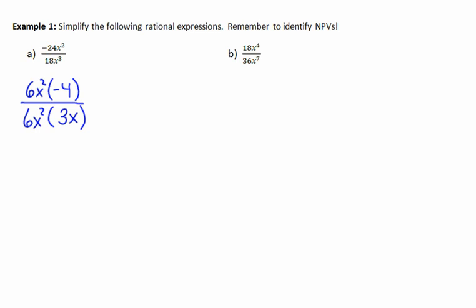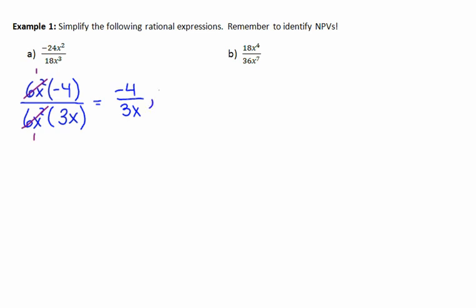Okay, so now what can cancel out? The 6x squareds. They actually reduce to 1. Anything divided by itself is 1. So that's why we show it as cancellation, because it's really just 1, and 1 times anything is just whatever you're multiplying it by. So now our simplified expression will be negative 4 over 3x. So that's one way we can simplify.